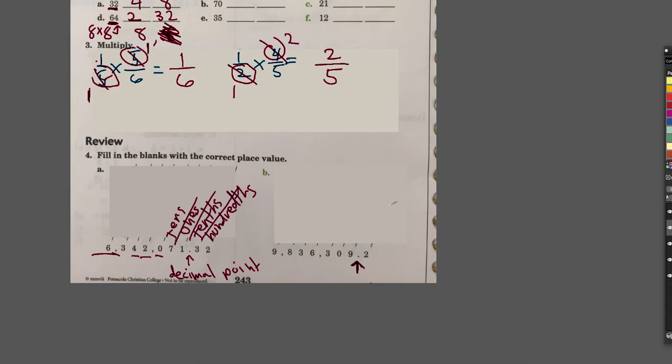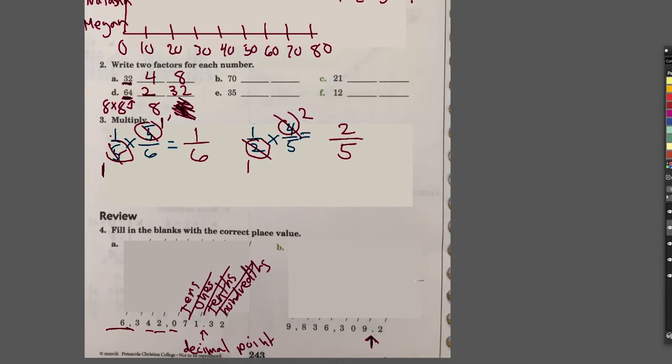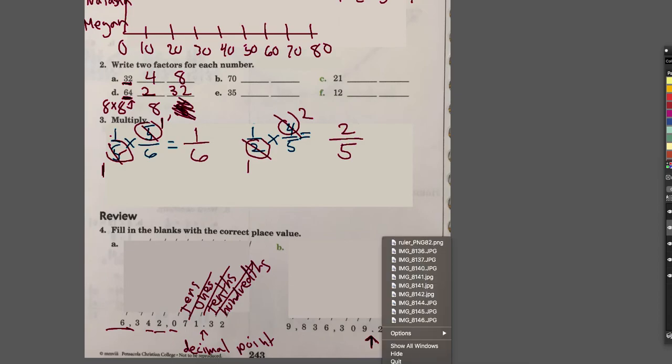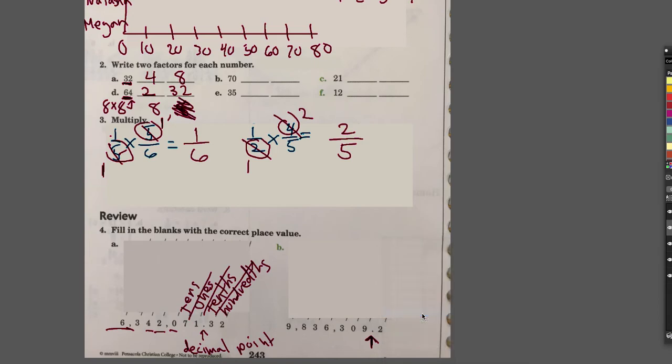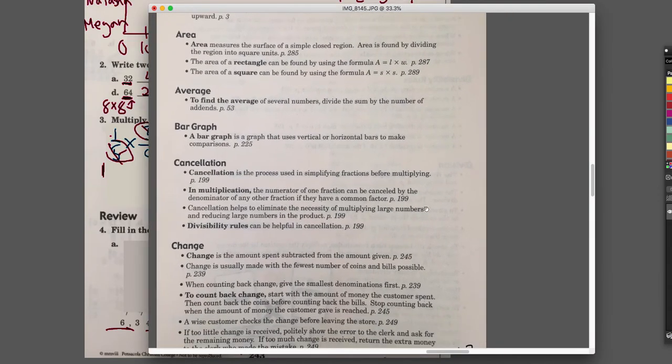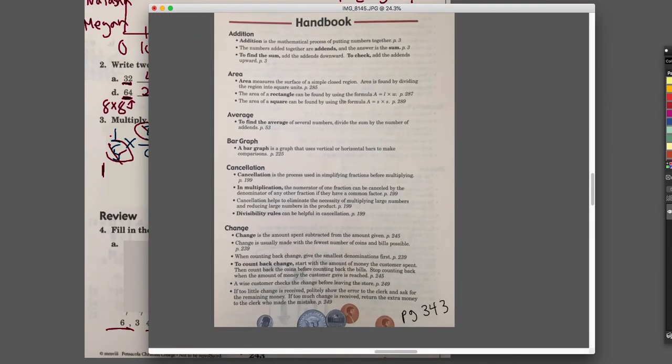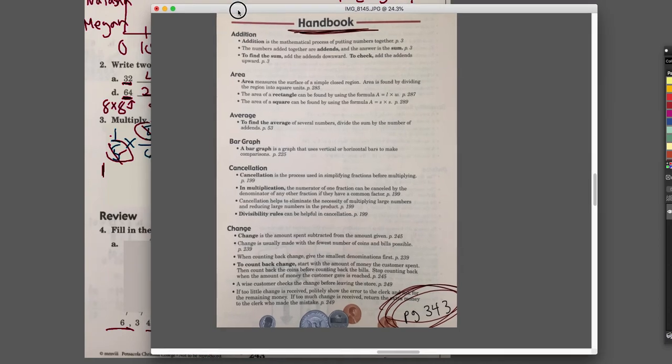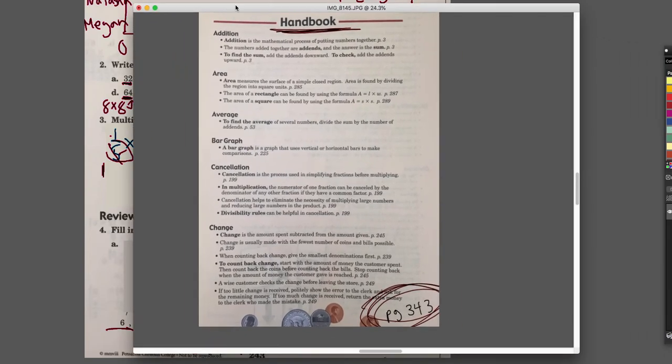Okay. So the next thing, I'm not going to show you the next page because I think you guys should be able to do that by yourself. But here's something I wanted to show you guys. I'm not sure if you guys knew this, but in the back of your math book, there is a handbook here. And there's a lot of useful information. It starts on page 243. So if you didn't know what a bar graph was, you could have gone back into the handbook in the back of your math book and looked at the definition here.